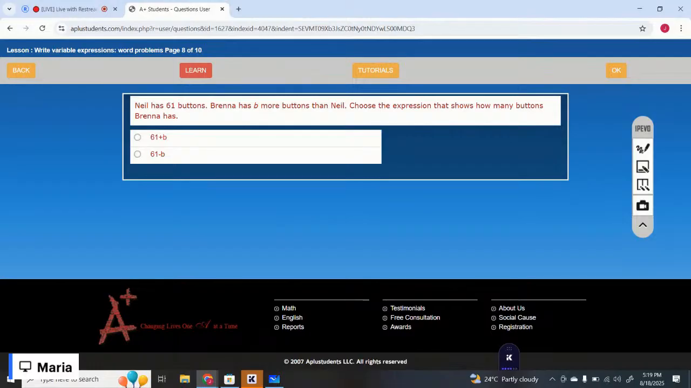Nile has 61 buttons. Brenna has B more buttons than Nile. Choose the expression that shows how many buttons Brenna has. That is 61 plus B. Option number 1 is the correct option.